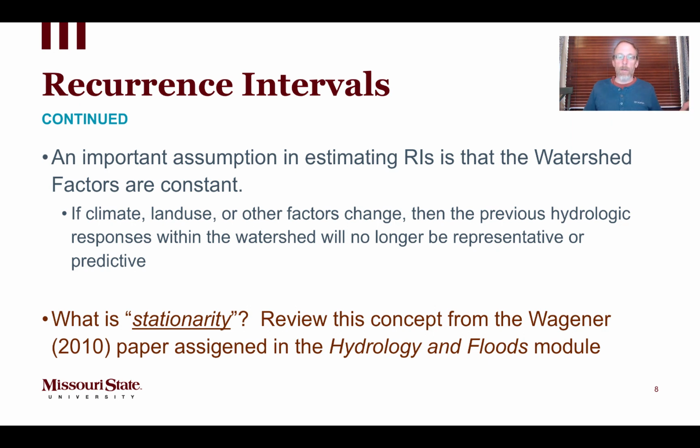However, if the climate's different, meaning that the amount of rainfall and the timing and all of that has changed, then that assumption is no longer good. I would encourage you to review this idea. It's called stationarity. It's something that we've talked about earlier in the semester. One of the papers you were assigned by Wagoner in the Hydrology and Floods module talked about this concept specifically, and it was covered on quizzes and tests. So you should go back and review that. It's a very important assumption in calculating recurrence intervals.